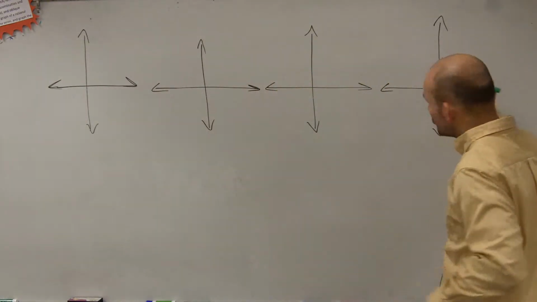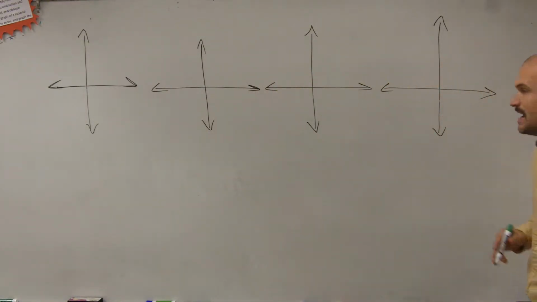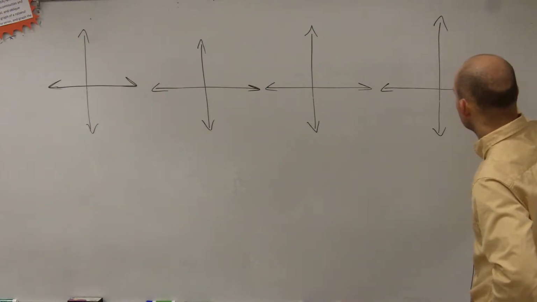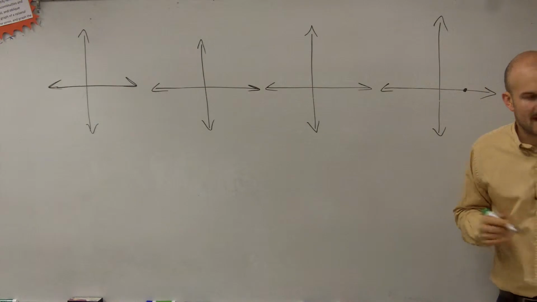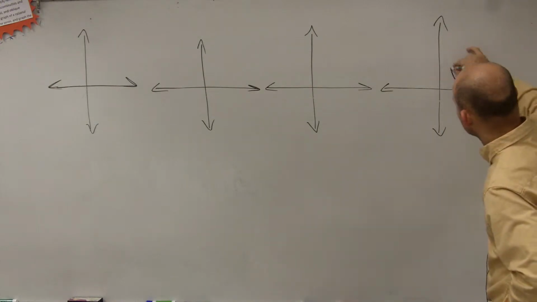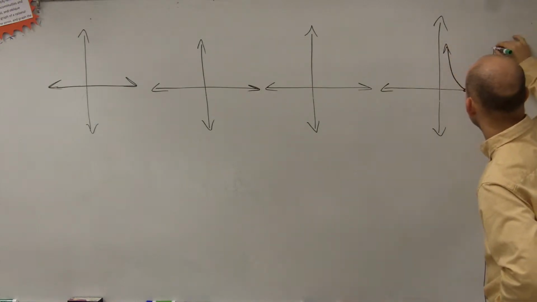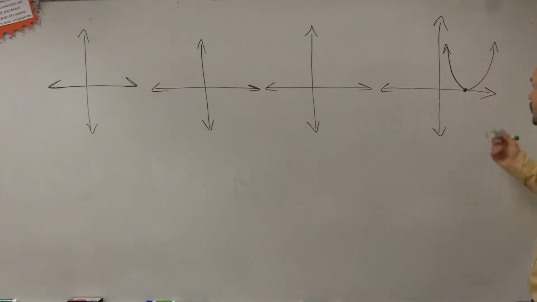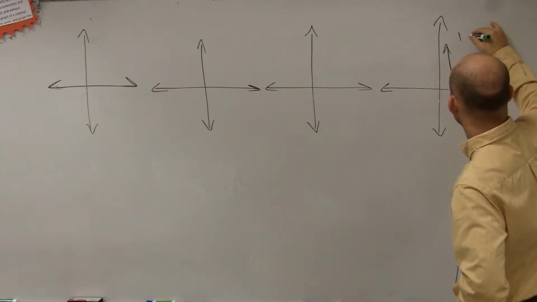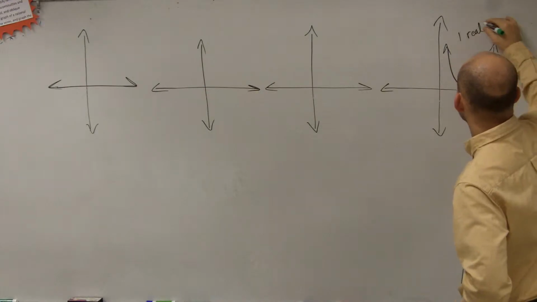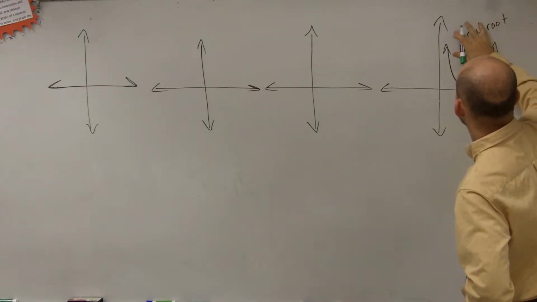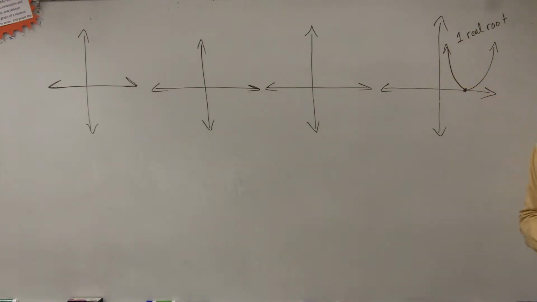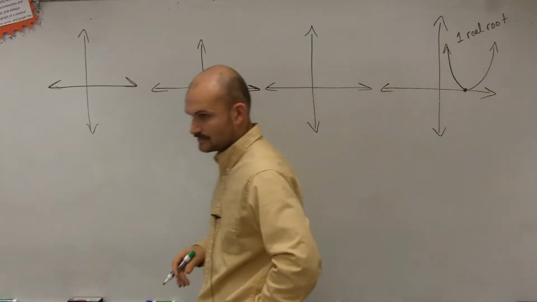So the first one, let's talk about when we have 1 solution. With 1 solution, the vertex of your graph is going to exactly touch the x-axis. When it just touches the x-axis, you have 1 real root. Okay, so that is an example of 1 real root.